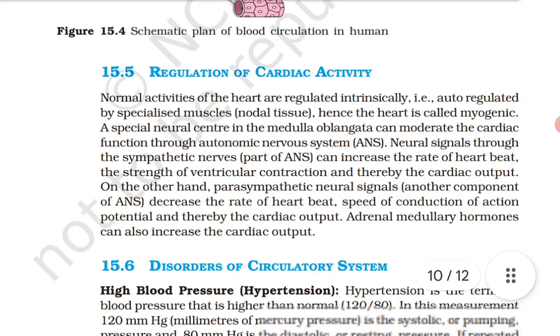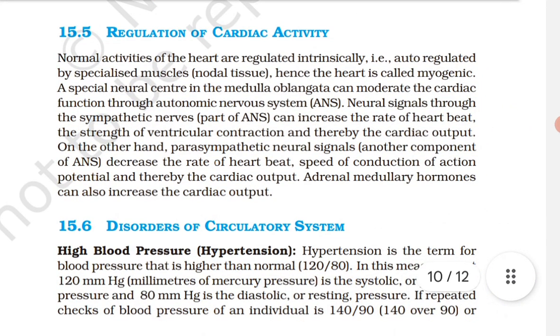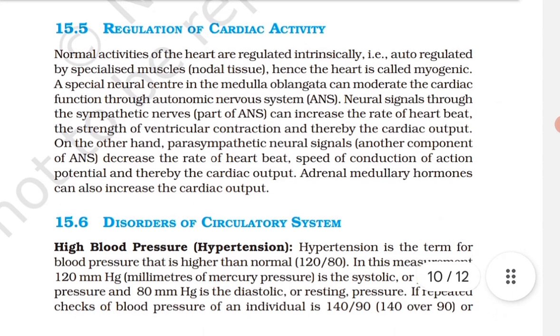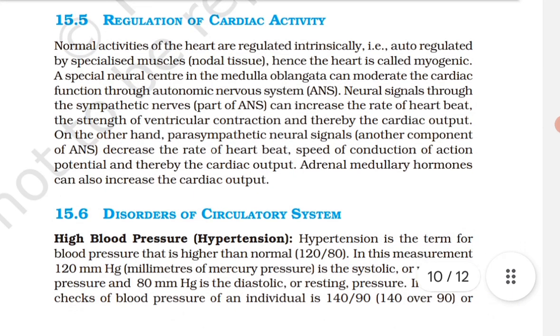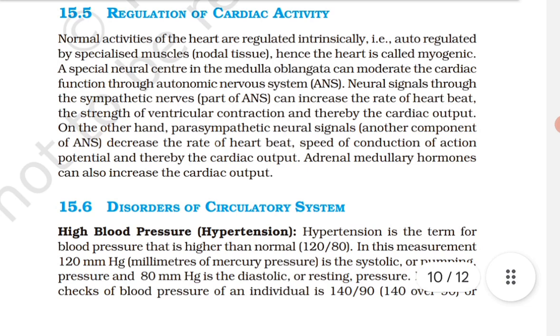Adrenal medullary hormones can also increase the cardiac output. ठीक है, इंक्रीज की जगह डिक्रीज कर सकता है, करेक्ट है इंक्रीज. Adrenal medullary hormones can also increase the cardiac output.